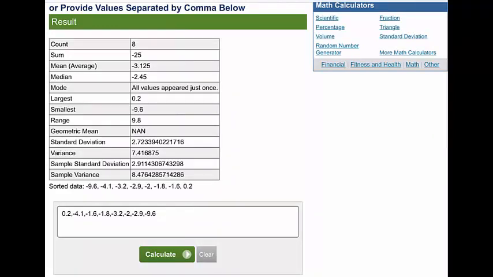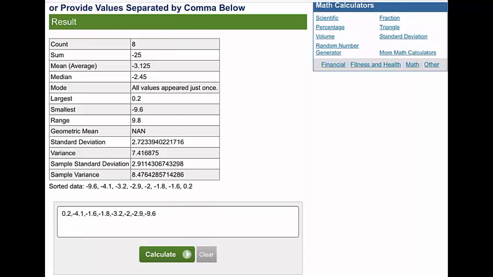And we can see at this point here, the count is 8, the sum is -25. We don't need that, but for the mean or the average, -3.125, we need the mean. And then down towards the bottom, we want the sample standard deviation. That one will end up rounding to 4 places because we're given data.